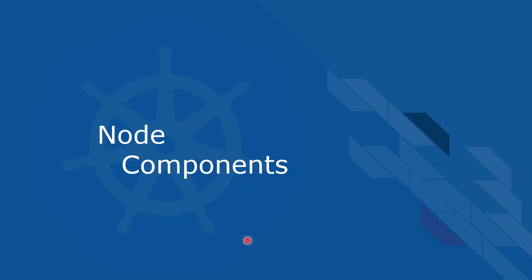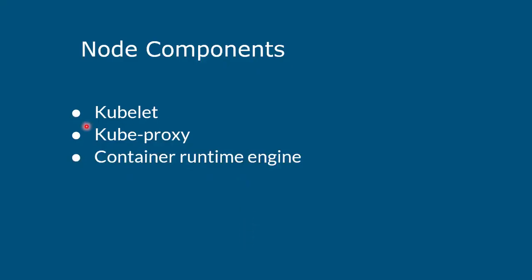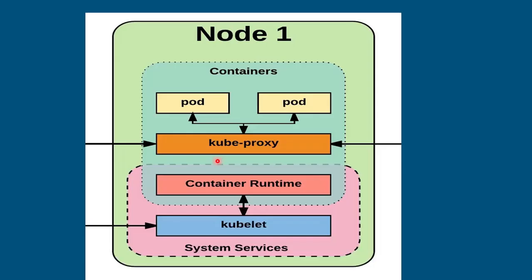And node components. So the kubelet, the kube proxy, and the container runtime engine are the components of our worker nodes. So we can see here our container, again, the container runtime. We see the pods in the containers, our kube proxy, and our system services here. Again, these kube proxies and the kubelet are connecting back to the master node.